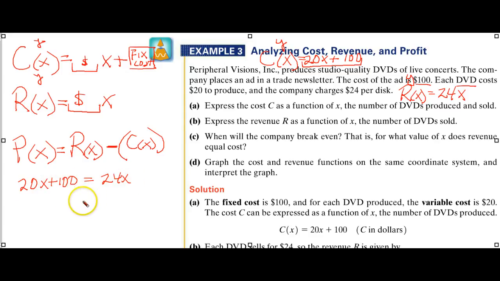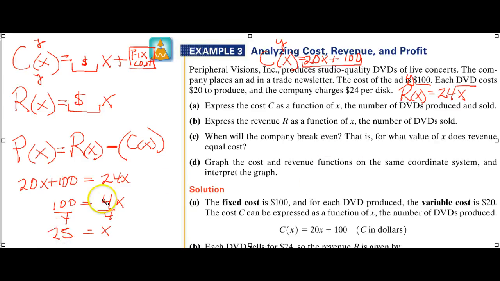All right, so we substitute here, we subtract 20x from both sides, and we get 4x equals 100. Now we divide both sides by 4, and we get x equals 25.